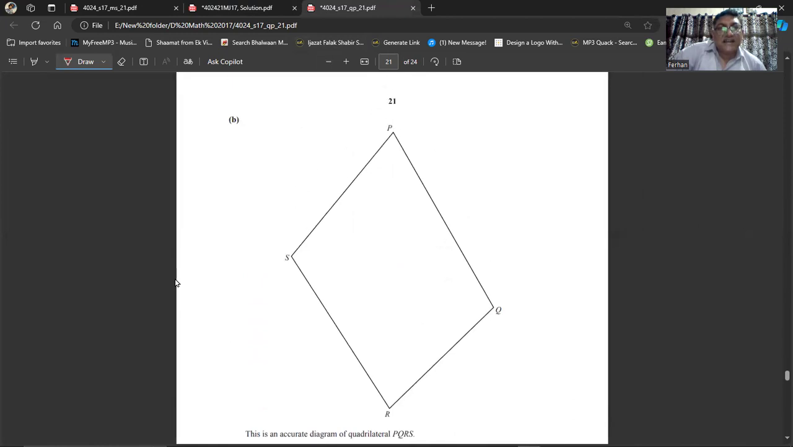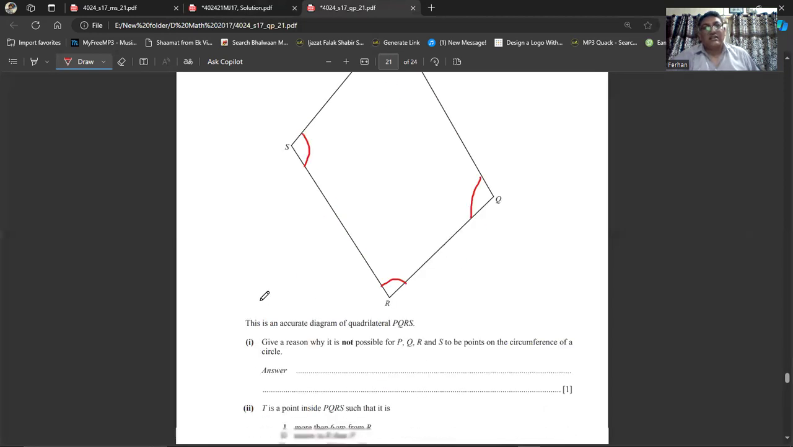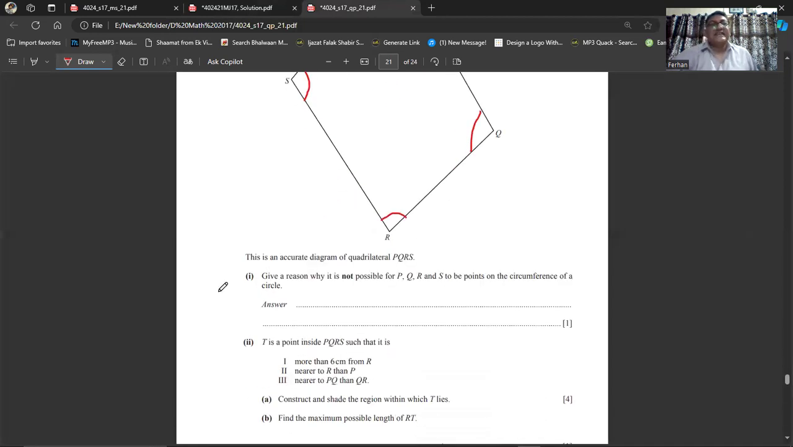He says, here we have a PQRS. If you pay attention, this is an acute angle. And this is also an acute angle. This is an obtuse angle. This angle is an obtuse angle. This is an accurate diagram of the quadrilateral PQRS.